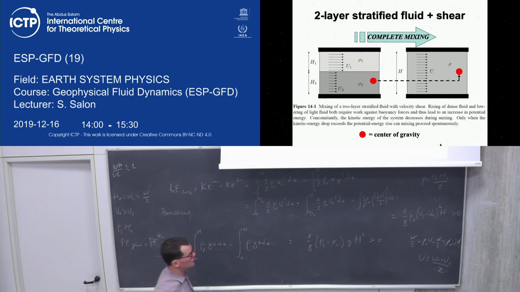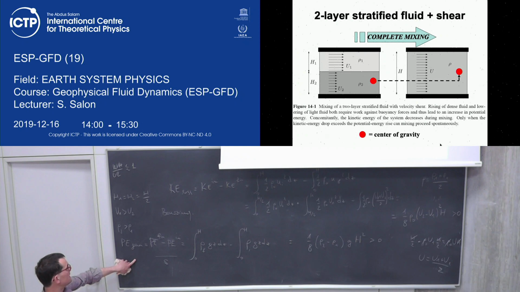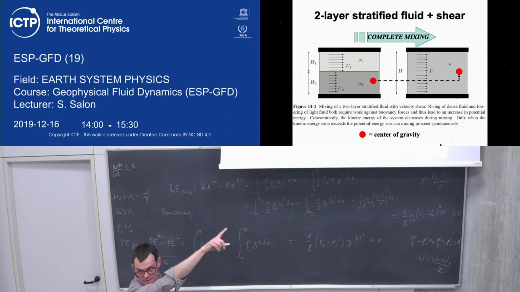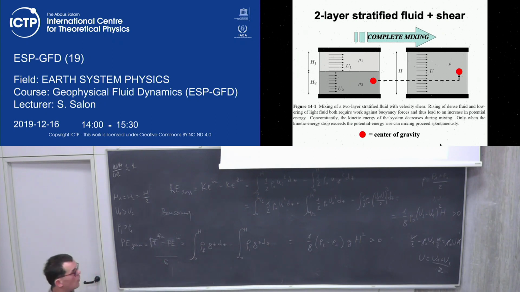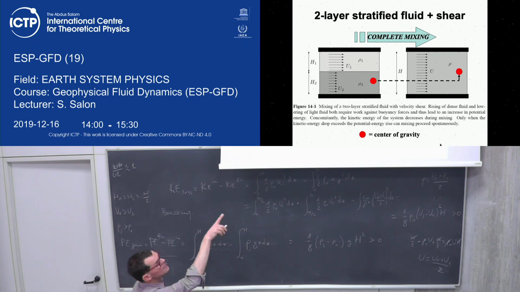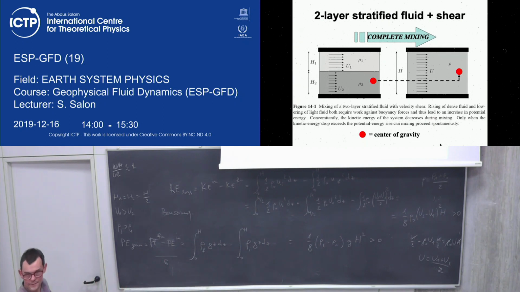So we have two expressions for the energy, and so we can say that when the variation of the kinetic energy is larger than the gain of potential energy, I can obtain the complete mixing. In the other case, the potential energy barrier is smaller than the kinetic energy production, I have that the mixing is complete. We have full mixing.